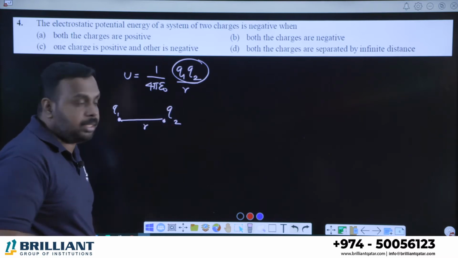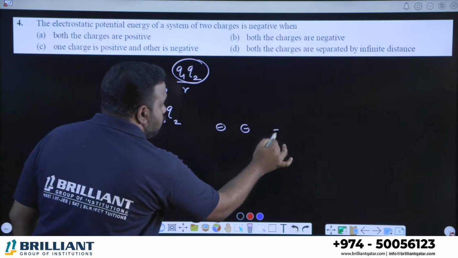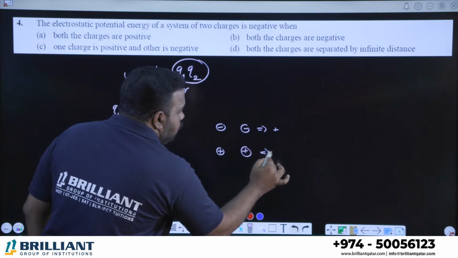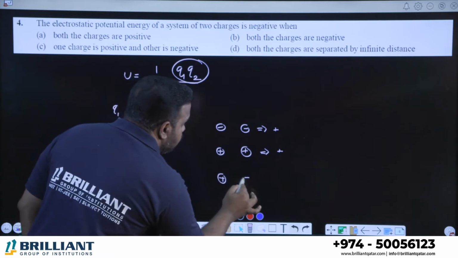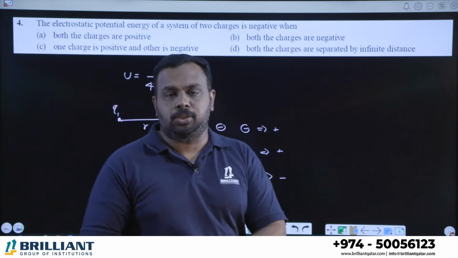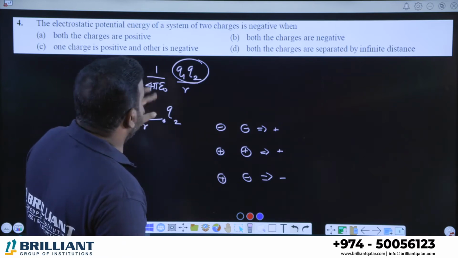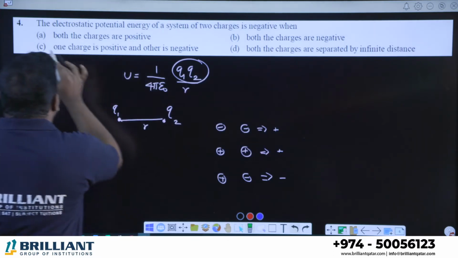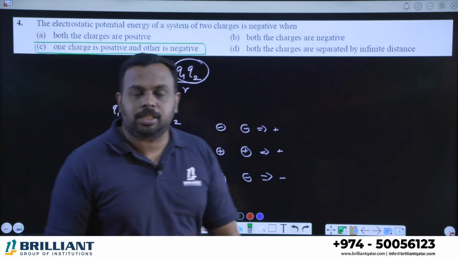How is it possible? How can you make it? See, for example, if two electrons are there, both are negative, so the product will be positive. If two positive charges, then the product will again be positive, right? But we need a negative product. So that is possible if one is positive and the other is negative, then their product will be negative. That means for the energy of a system to be negative, one charge should be positive and the other should be negative. So which option will come? One charge is positive and the other is negative, that is option C, right? So the answer for the question is C. One charge is positive and the other is negative.